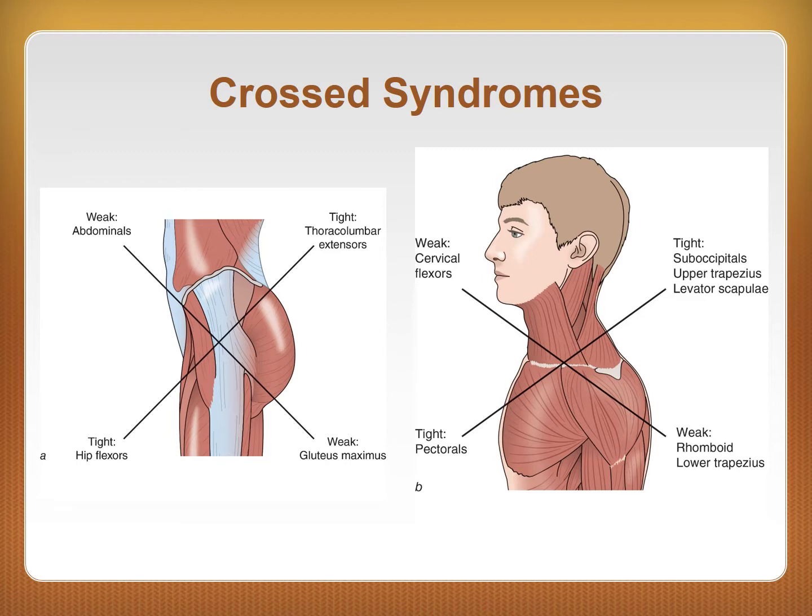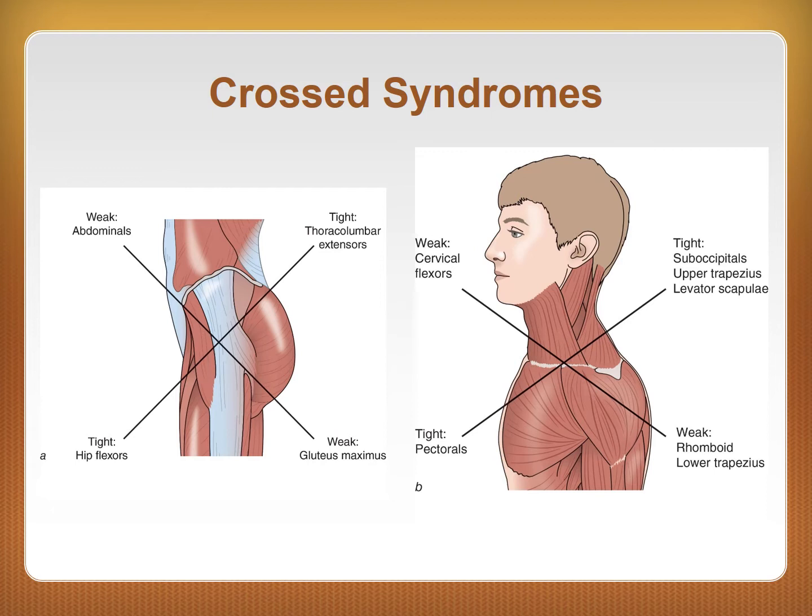Two of the specific types introduced by Dr. Janda are the upper cross syndrome and the lower cross syndrome. The lower cross syndrome, seen in Figure A, is characterized by tightness of the thoracolumbar extensors on the dorsal side or back that crosses with the tightness of the iliopsoas and rectus femoris muscles, which are the primary muscles that perform hip flexion. Weakness of the deep abdominal muscles crosses with the weakness of the gluteus medius and maximus muscles.